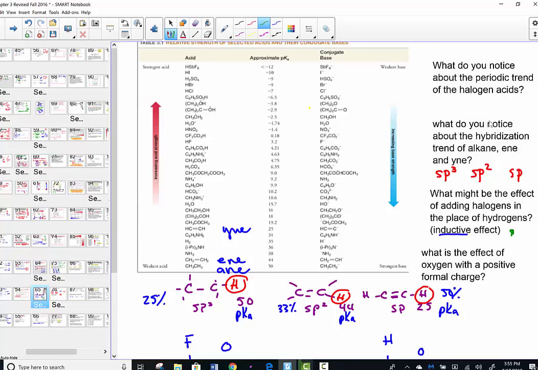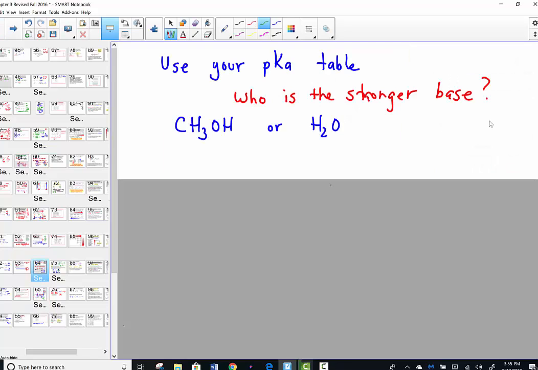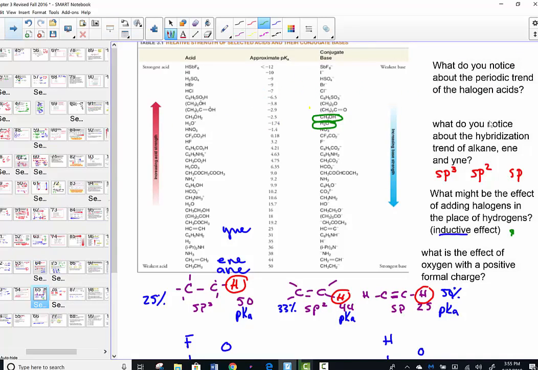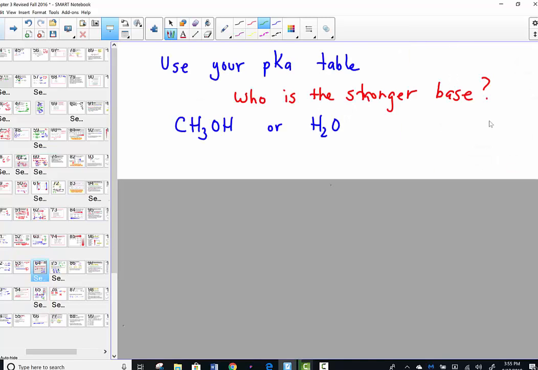To the previous slide, we were comparing methanol and water. And how did I know to go to the base side? Well, the question asked me who is the stronger conjugate base? Who's the stronger base? So I'm going to go to the right side of my pKa chart and find the two choices. Here's methanol and here's water. And remember, the stronger bases are below each other. So if I'm comparing methanol to water, methanol is the stronger base. It's as easy as just looking them up and finding the position on the chart.